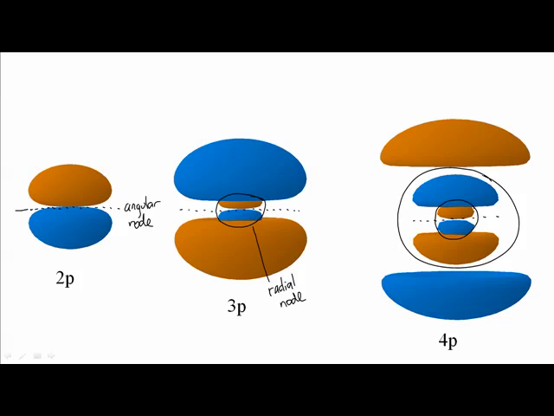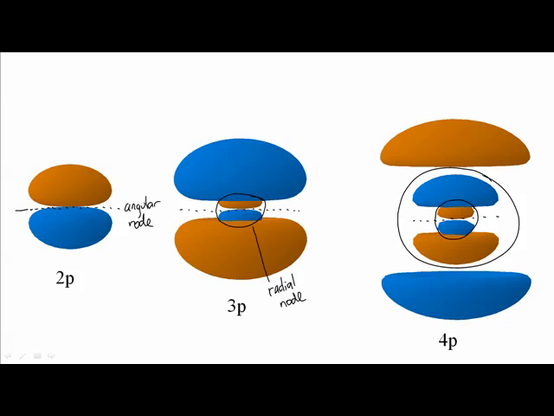All right, questions? The 2 sides, they are always going to be opposite phase. Yeah, so the question was, do the 2 lobes have to be opposite phase? Yeah, if one is positive, the other one has to be negative.